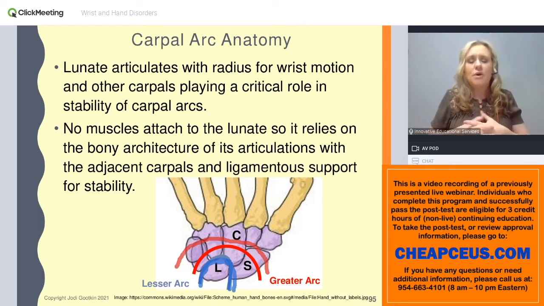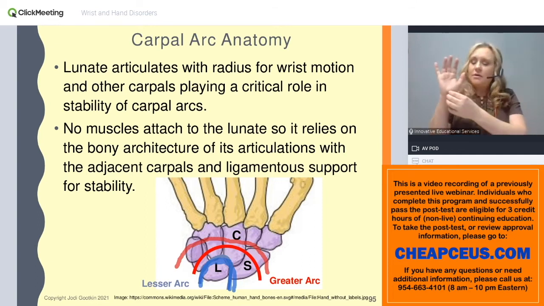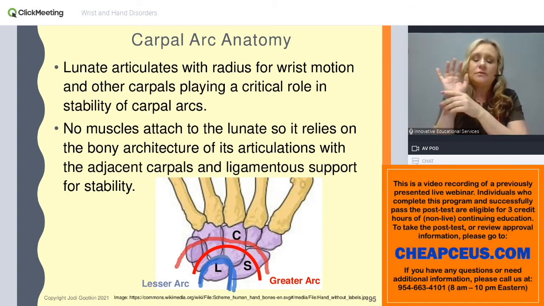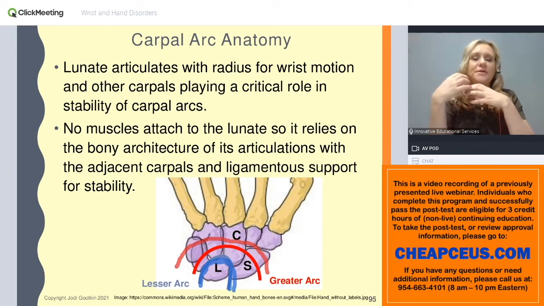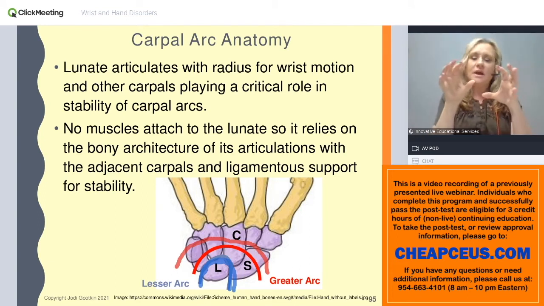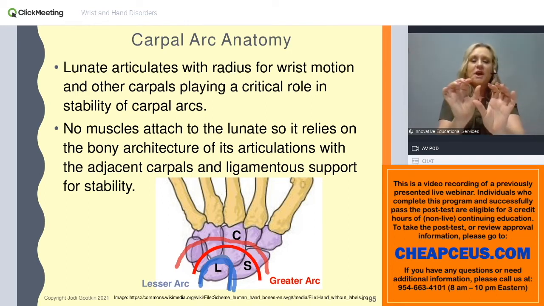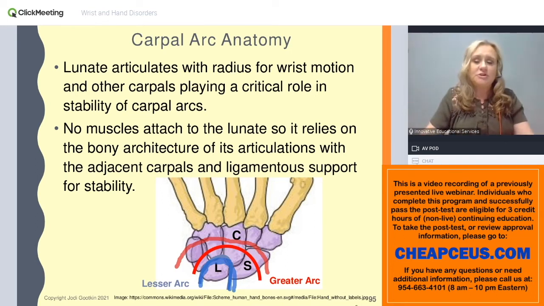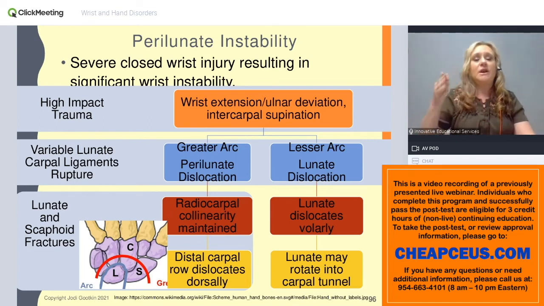The lunate is important because unlike other carpal bones, it's wider on the palmar surface, which makes it more likely to slip out into that carpal tunnel region and sublux. And the lunate doesn't have other bony attachments, so it really relies on that architecture and the fact that it's balanced just right and articulating just right to stay in place and perform its functions. That makes it vulnerable to injury. The pathology that we see resulting is perilunate instability, peri meaning around the lunate, instability of the other carpals.